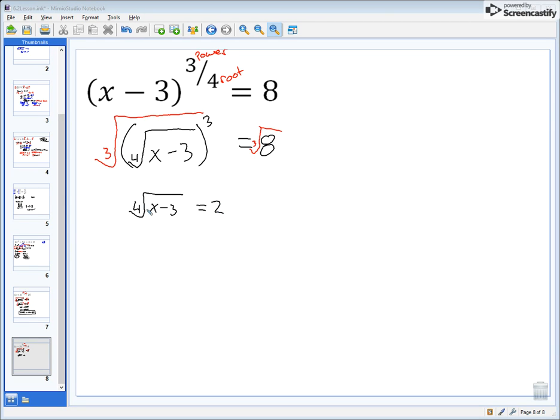Now, to get rid of the 4th root, I need to raise it to the 4th power. So I raise both of them to the 4th power. I now have x minus 3 equals 16. Now, because I took the 3rd root, it doesn't have the plus or minus. And because I raised it to the 4th power, it still doesn't have the plus or minus. Now all I have to do is add 3 to both sides, and I get the answer that x is 19.